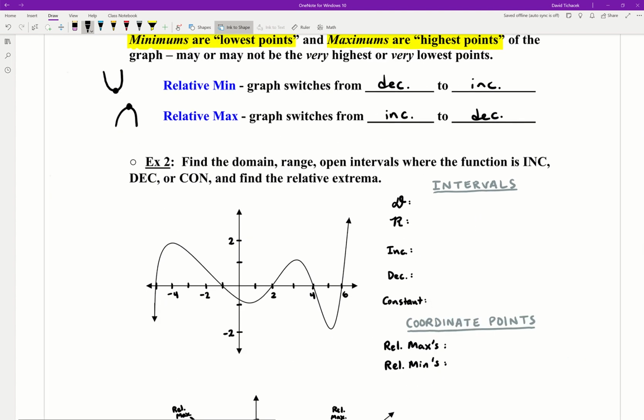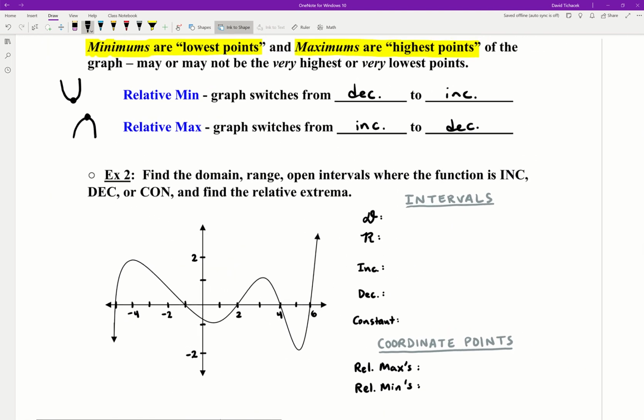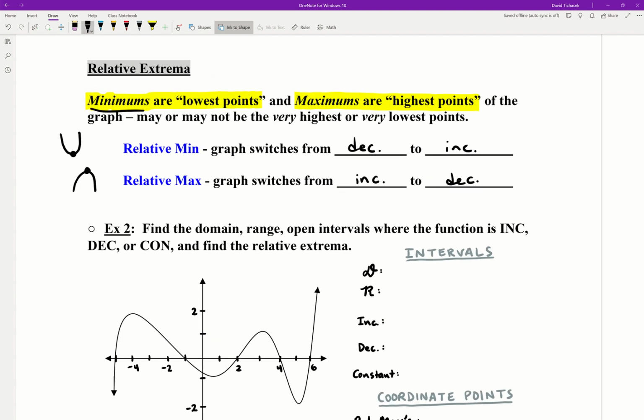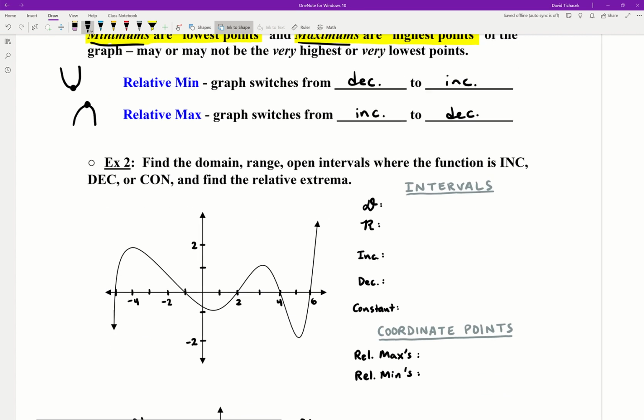So in an example like this one here, example 2, it says find the domain and range, and then find the open intervals where the function is increasing, decreasing, or constant, and then find the relative extrema. Again, relative extrema, all that means is find your minimums, find your maximums, okay? You notice that I've already gotten us started here, and one of the things that I've done here in my answer space is I've differentiated between which one of my answers are intervals. Again, those are ranges of numbers, and which one of my answers are actually going to be locations, so coordinate points. Unfortunately, we do use the same notation for intervals and coordinate points with parentheses and a comma in the middle, so I just don't want us to get confused between one and the other here.